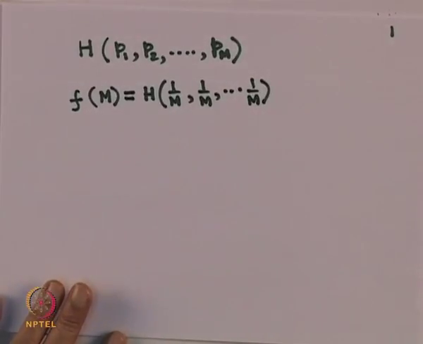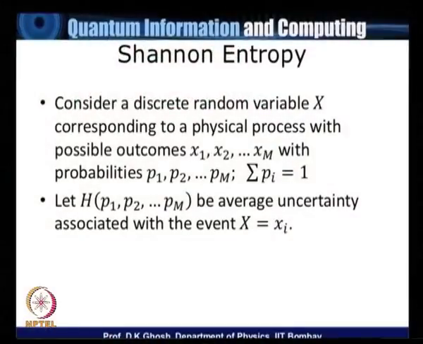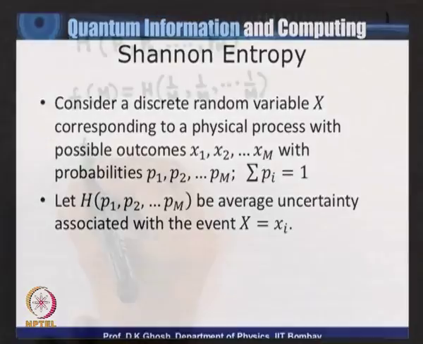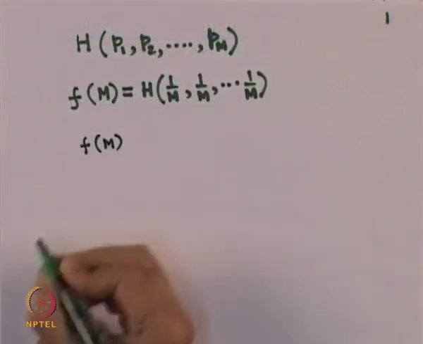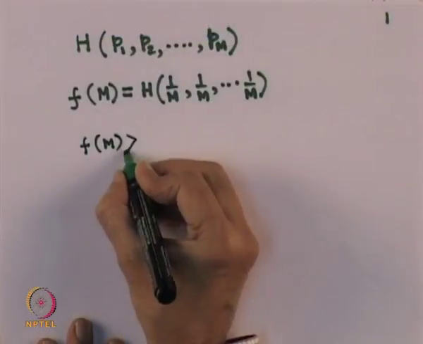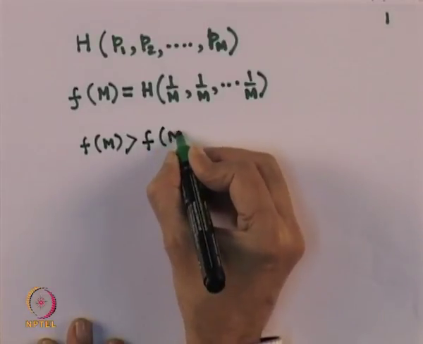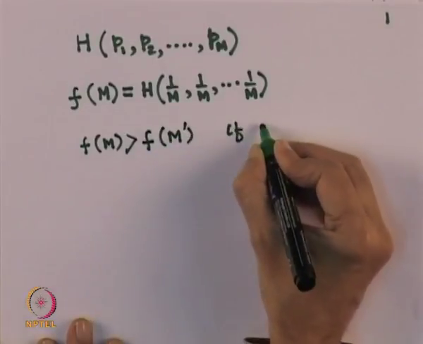Now, we said that this function f of m must satisfy certain algebraic properties, and they were that it is a monotonically increasing function of its argument. So, f of m is a monotonically increasing function. So, f of m is greater than f of m prime if m is greater than m prime.